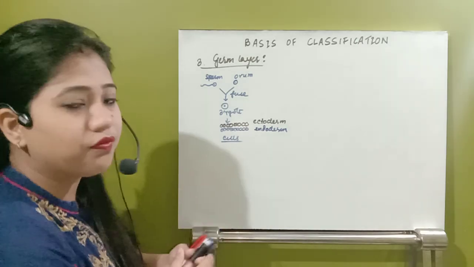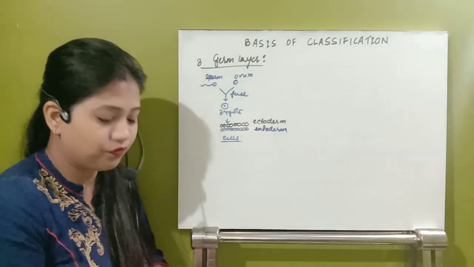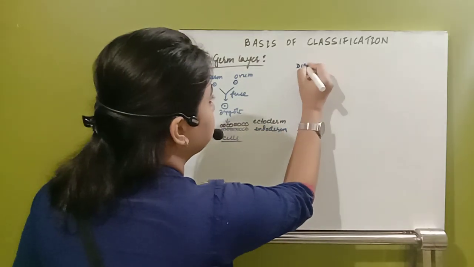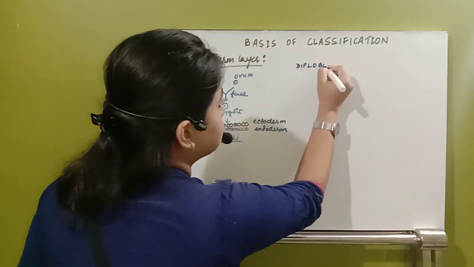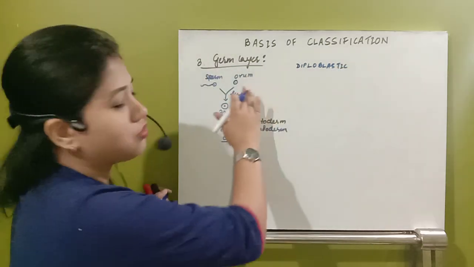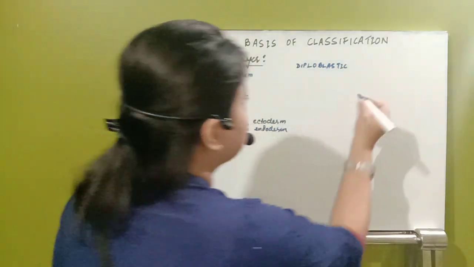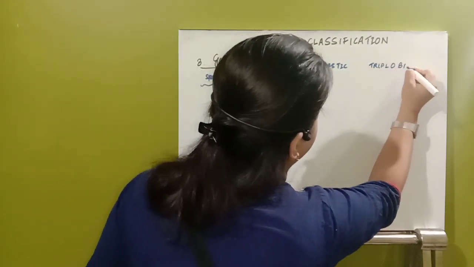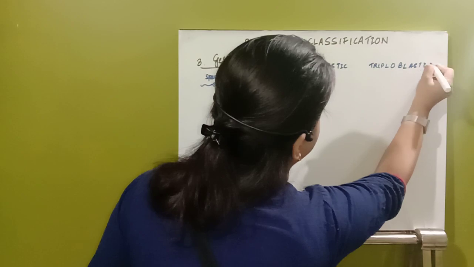See, first of all, in the case of germinal layers, we will get two types of animals. The first animals are diploblastic. So what is a diploblastic animal? And the other type of animals, on this germ layer basis, are triploblastic. So just see what is a diploblastic and triploblastic animal.